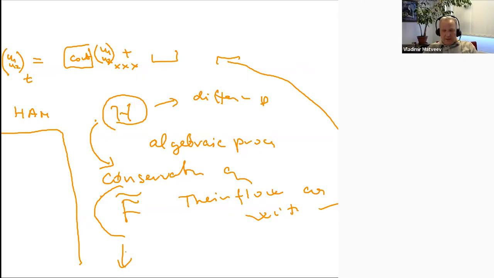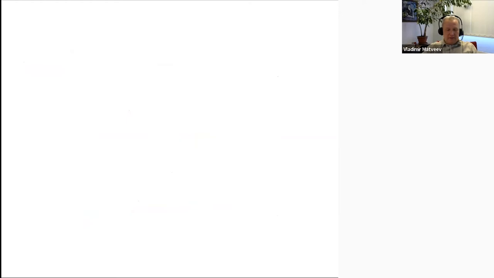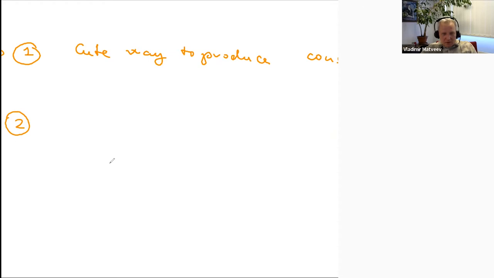So then let me give another answer to the question. Yeah. So there are indeed two definitions in my head of recursion operator. And one of them, the definition which I discussed before, is a cute way to produce conservative quantities. Yeah, this is what you discussed. But there is another way. And let me just repeat the other way also for others who may be not in the topic.